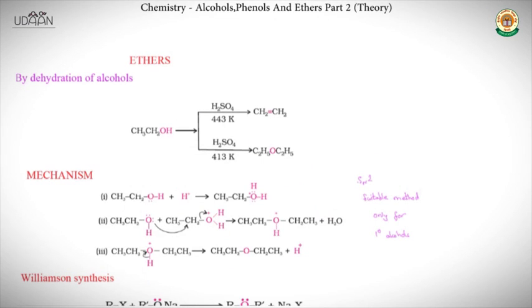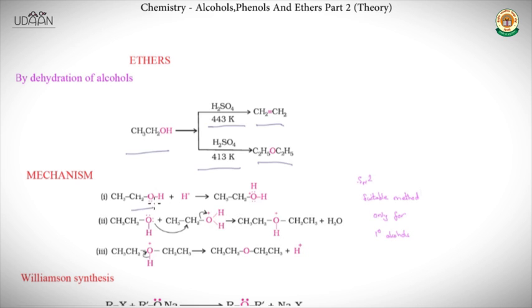Now we will study the reactions of ethers. First is the dehydration of alcohols. If we dehydrate it at a very high temperature, around 443 Kelvin, in sulfuric acid, we get an alkene. But if we heat it at less than 443, around 413 Kelvin, then we get an ether. Then what is the mechanism? Let us see the mechanism.